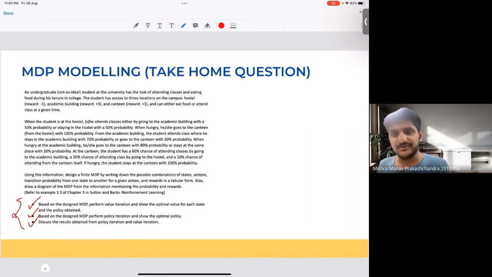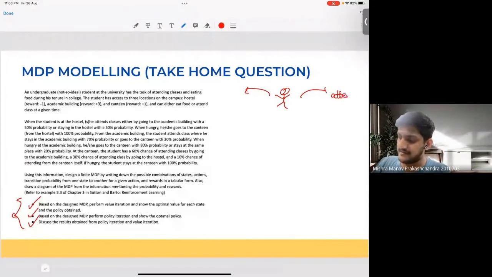So I'll quickly read through the question. I'll try to read through the word problem. So there is an undergrad student in a particular university, and the student has only two tasks: either attend class or eat food. So this is a residential student. It lives in a campus like IIT Madras or IISER Bhopal. So it has only two jobs in its college life: either attend class or eat food.